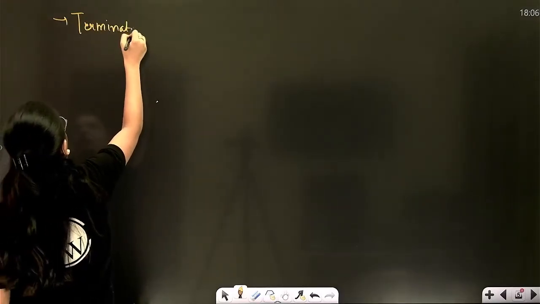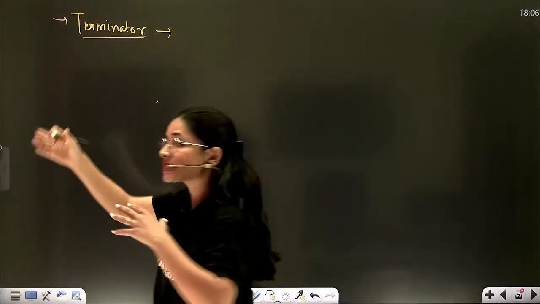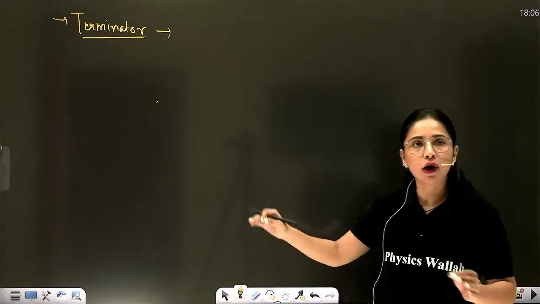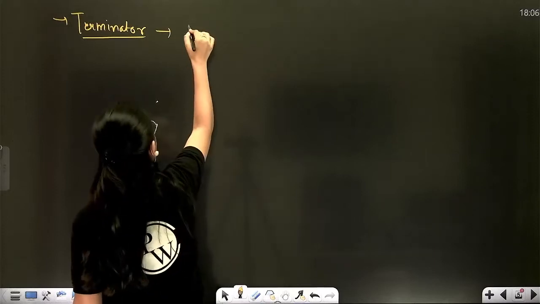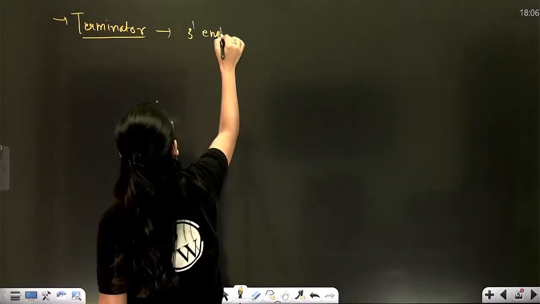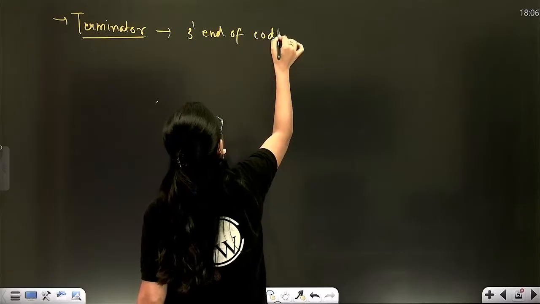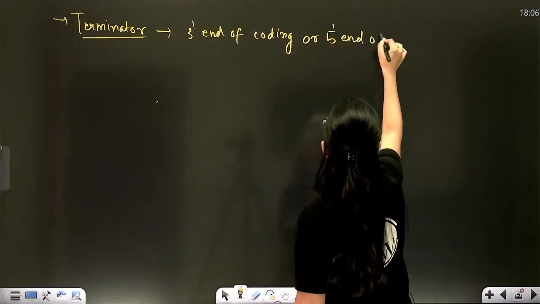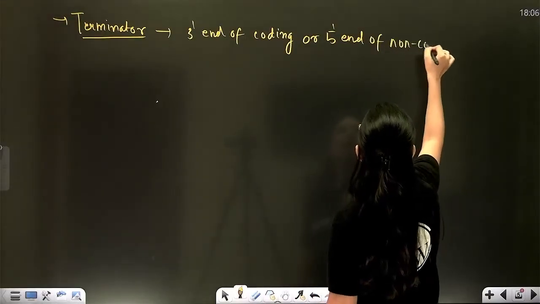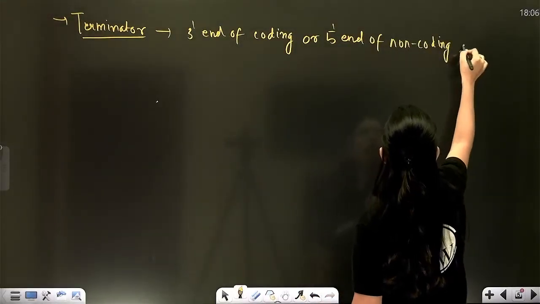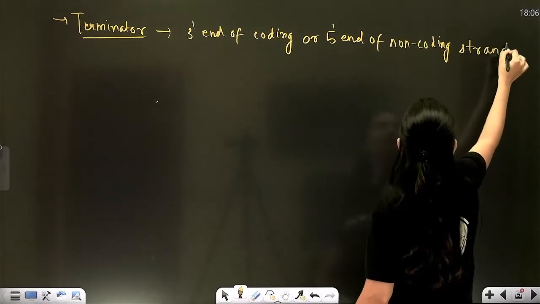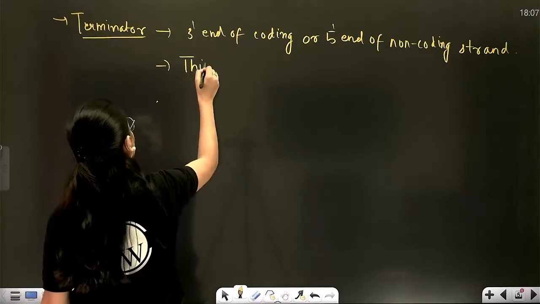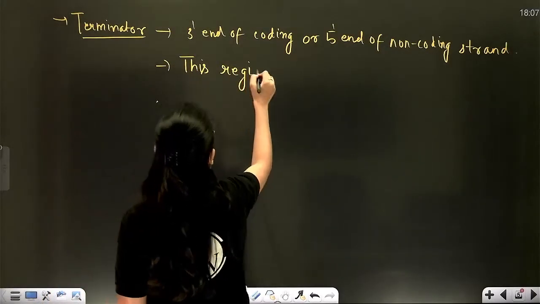Terminator. The name itself suggests it is the last segment of the transcription unit, which marks the end of the process of transcription. So where is it located? At the 3' end of the coding strand, or the 5' end of the non-coding strand. Now you know the polarity very well. Second point, this region marks the end of the process, right?